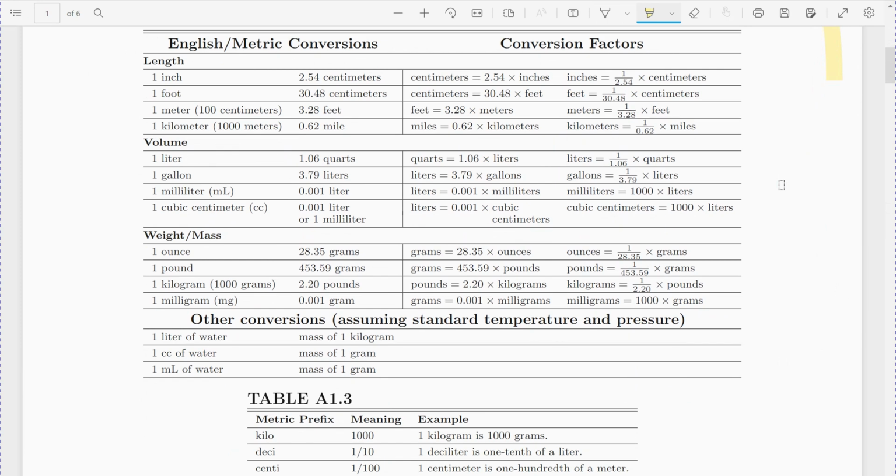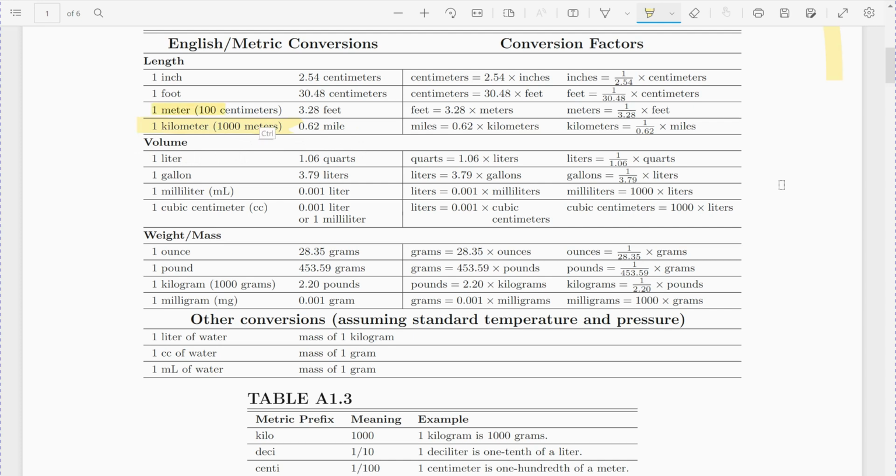So I've got kilometers to miles. Well, I've got meters to miles. I don't want miles, I want meters. All right, so the first thing I'm going to do is convert kilometers to meters.